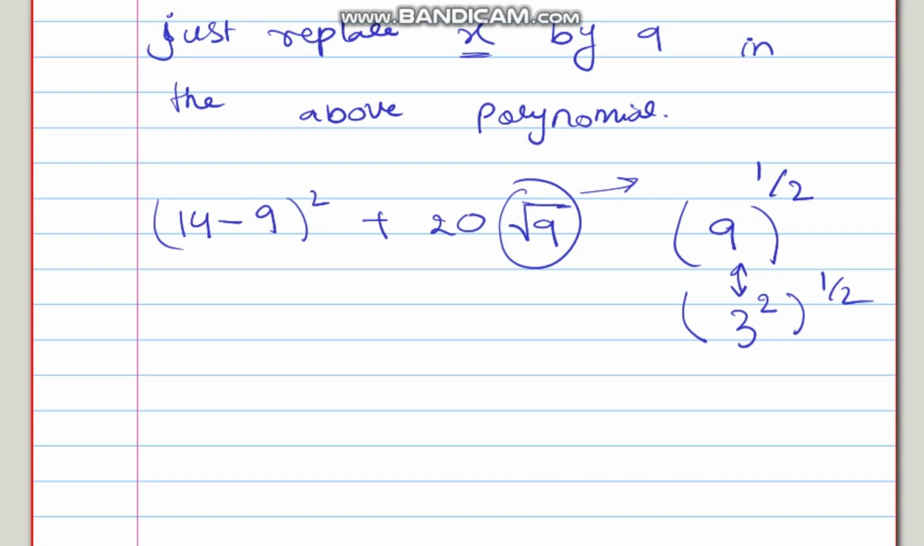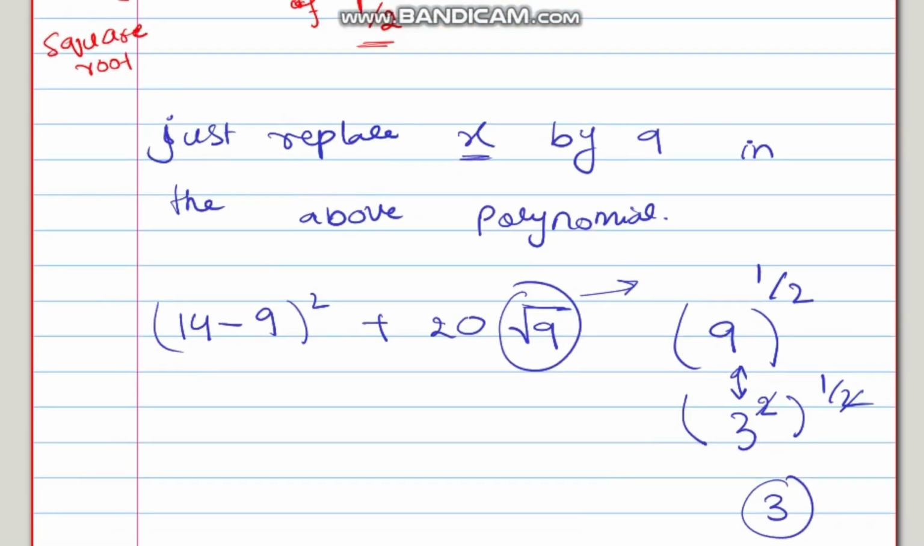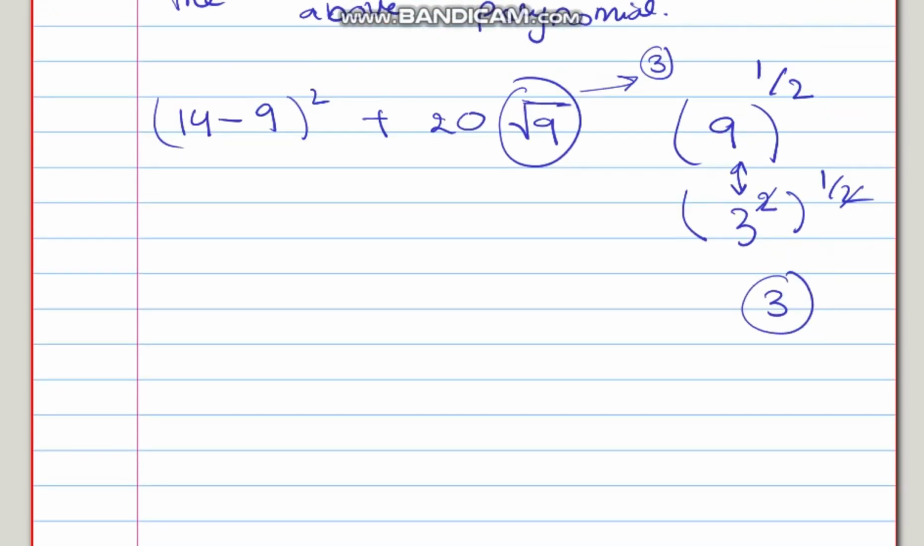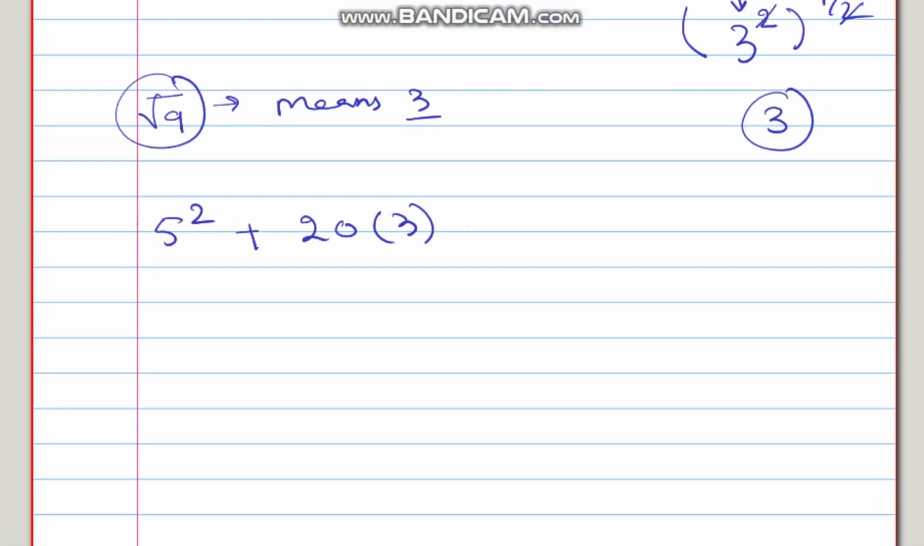So, what will be the answer basically? These 2 will be cancelled out, because this 2 is in the denominator and this 2 lies in the numerator. So the answer will be 3. As Atifa told us, under root 9 means 9 to the power 1/2, means 3. Again, this is a very simple question. Now, 14 minus 9 is 5, power 2, plus 20 into 3. This will be 25, and 25 plus 60 is 85. This will be the answer.